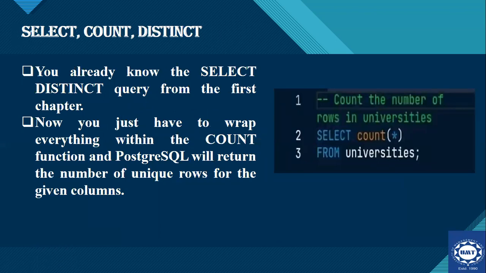Select, count, distinct. You already know the select distinct query from the first chapter of the SQL. So now you just have to wrap everything within the count function, and PostgreSQL will return the number of unique rows for the given columns.